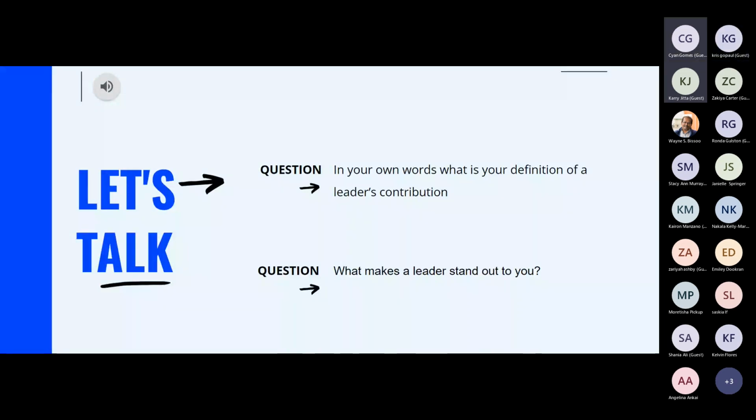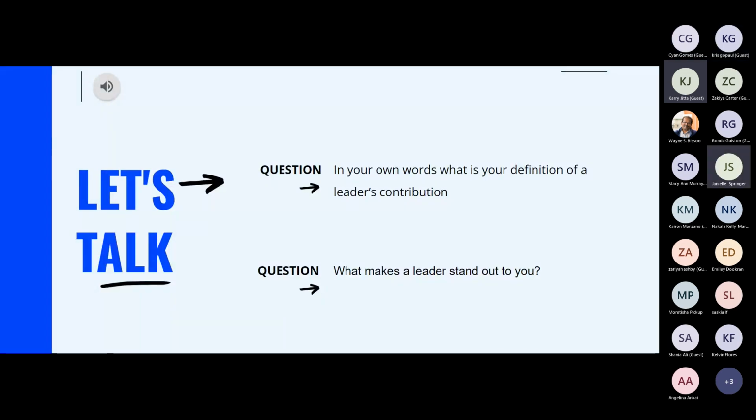What makes a leader stand out to you, like in your own life? If you are in an organization, that person goes out of their way to manage everything and make everything go smoothly. That's cool. I like that.